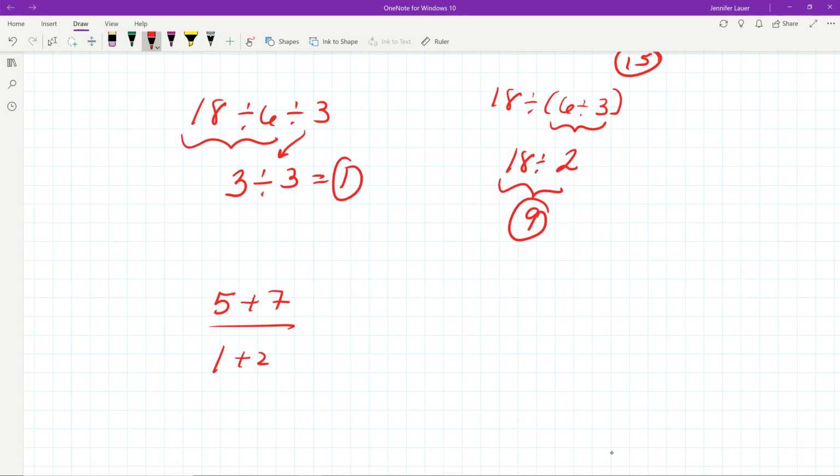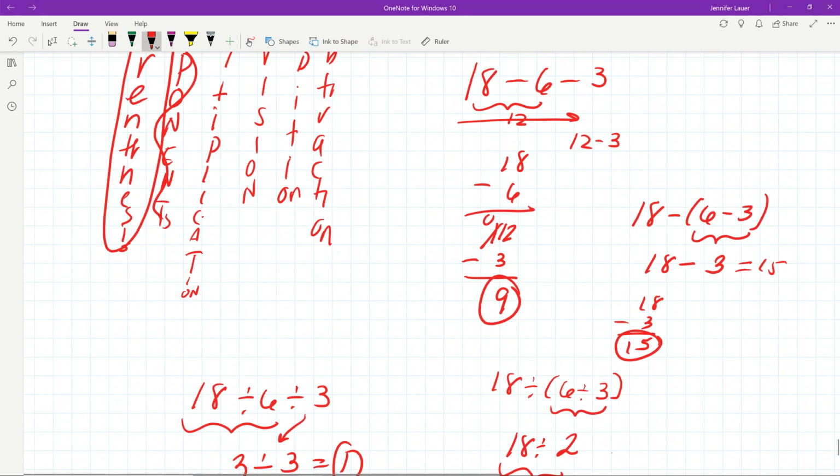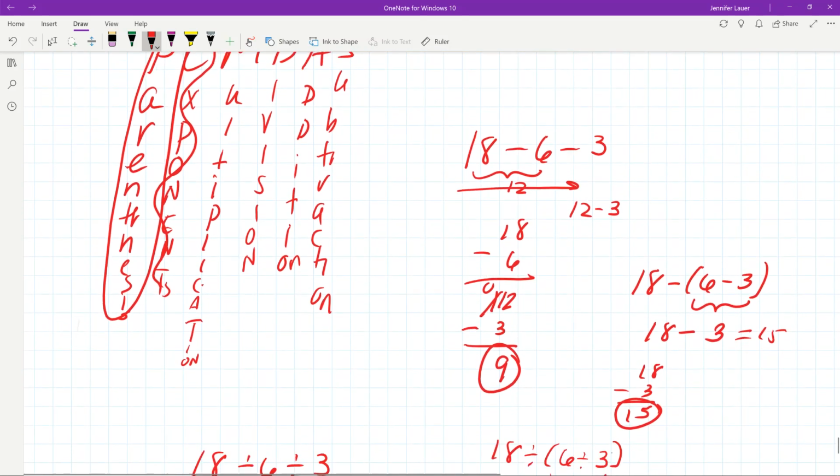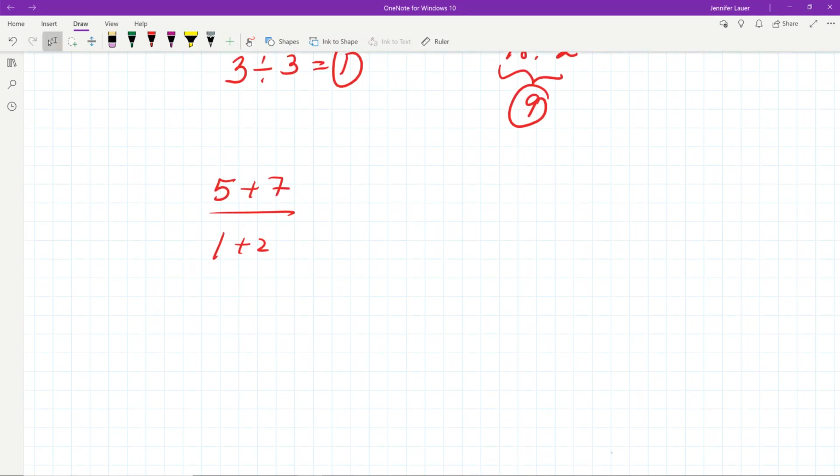Now this one's weird. There's no parentheses, but there's addition and division. Now in order of operations, division comes before addition. The problem is when you have a problem like this, you have to consider the 5 plus 7 first. You have to add above the bar and below the bar first. So it's almost like you want to picture parentheses. So 5 plus 7, that's 5 more than 7, 8, 9, 10, 11, 12. That's 12. 1 plus 2 is 3.